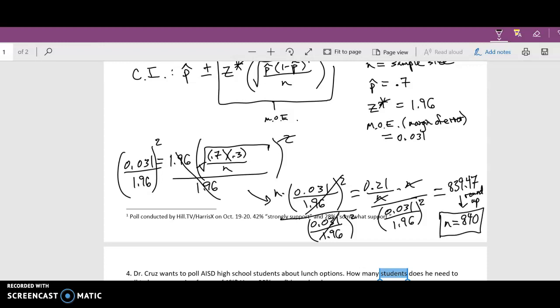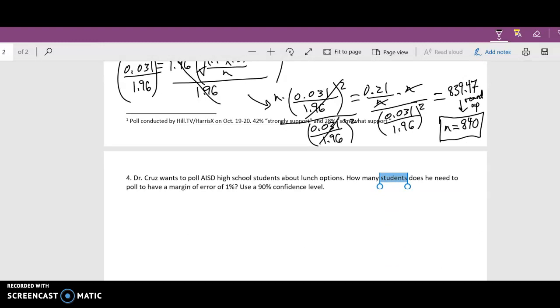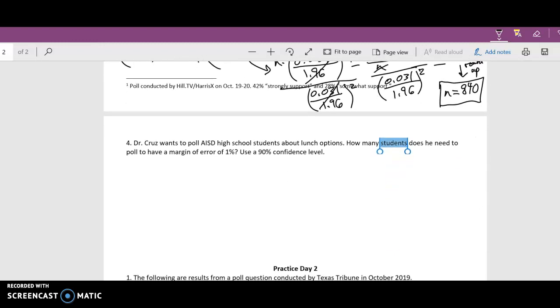All right. Last example, and then there's a couple for you guys to do for practice. Dr. Cruz wants to poll Austin High School students about lunch options. How many students does he need to poll to have a margin of error of 1% using a 90% confidence level?